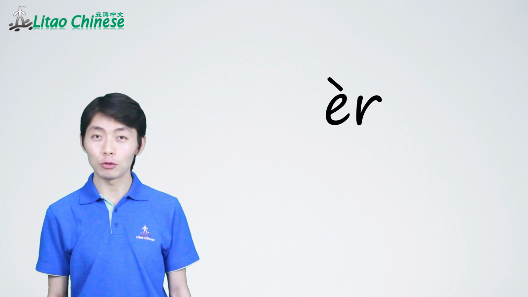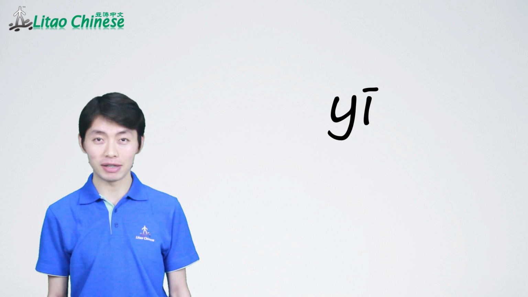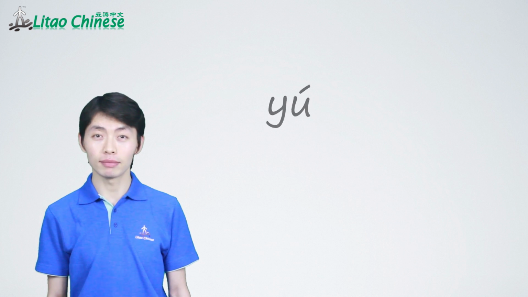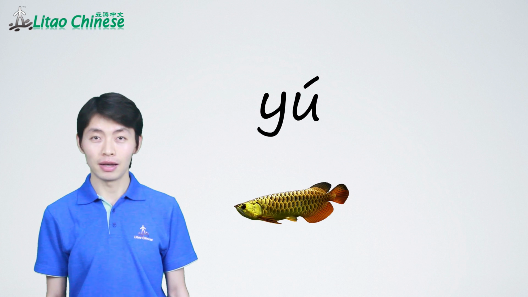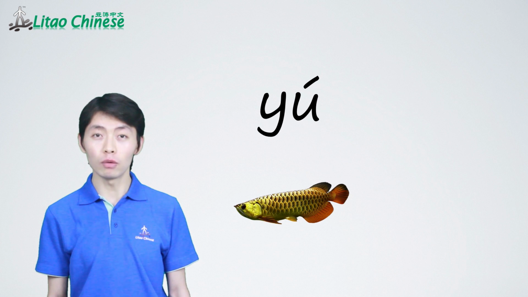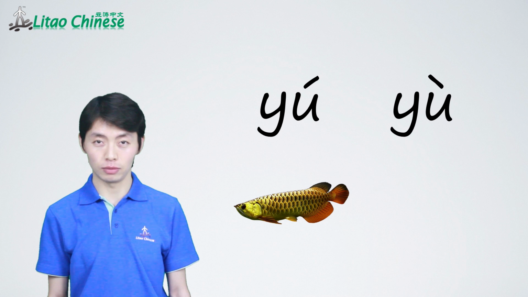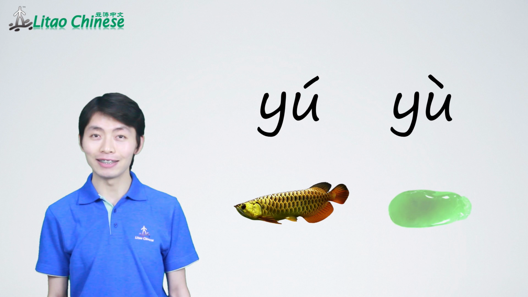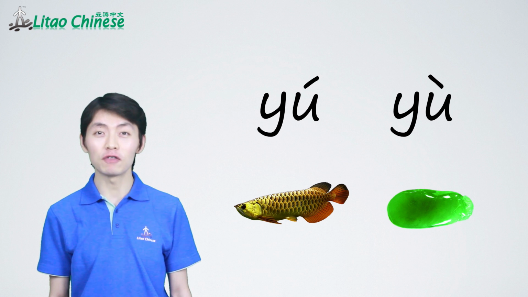Èr, which means number 2. Yī, which means number 1. Wǔ, which means number 5. Yú, which means fish. If I change yú to the 4th tone, which is the falling tone, yù, the meaning becomes jade. You see, another example for different tone, different meaning. Let's read the words one more time.